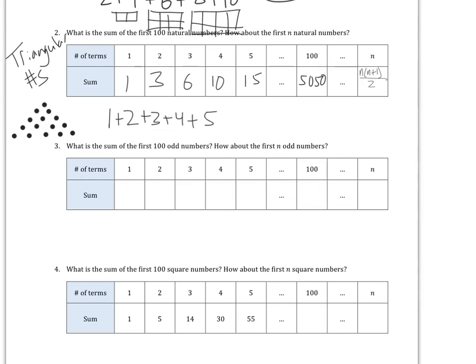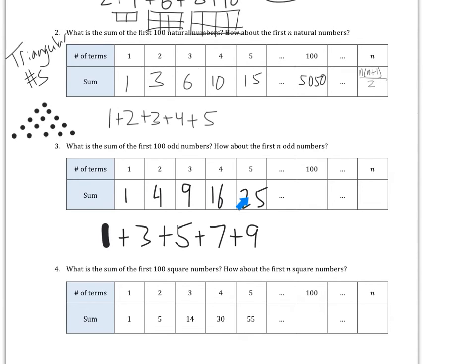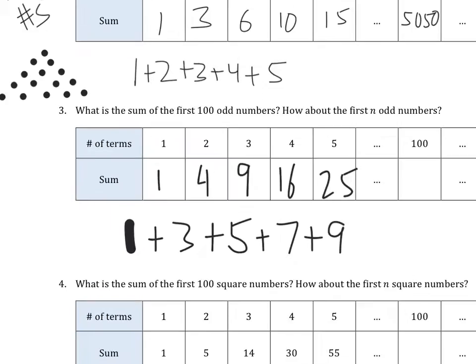All right. So what about the first 100 odd numbers? Well, let's try that out. First odd number is 1. So you add that up, you get 1. 1 plus 3. Well, that gives us 4. If you add 1 plus 3 plus 5, these are odd numbers, we get 9. 1 plus 3 plus 5 plus 7, that's 16. And then if you add 9 to it, you get 25. Okay? Do you recognize those numbers? Hope so. You've used those before.